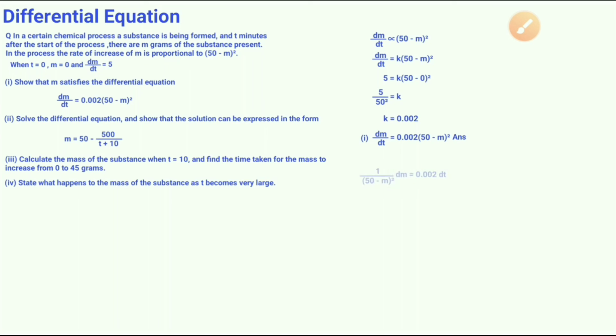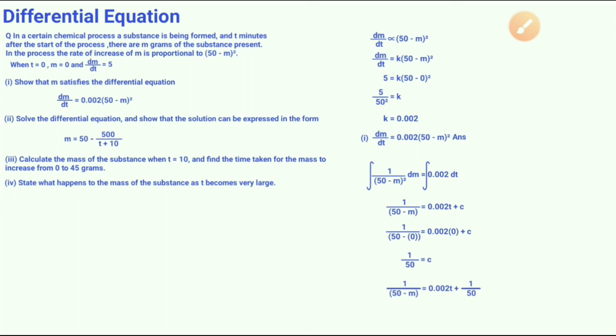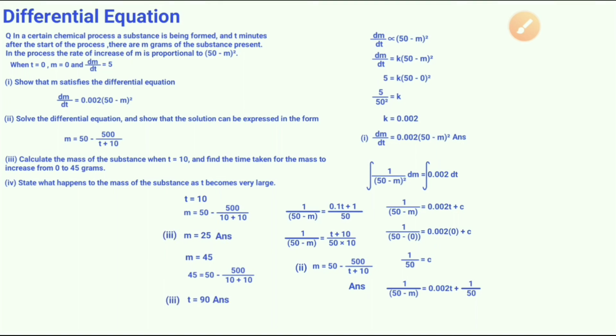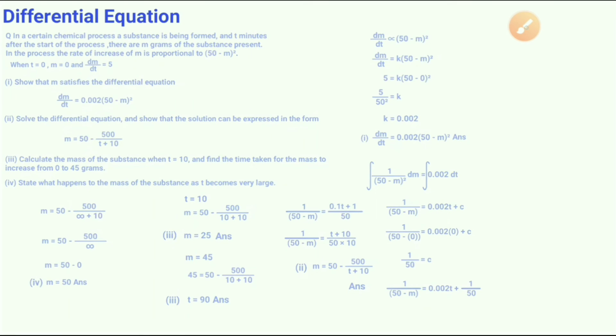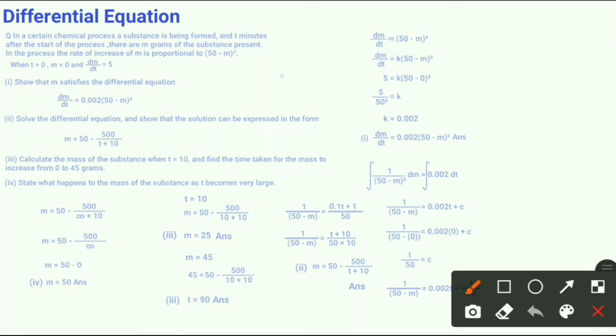Okay, part 1 is done, then part 2 will come. Integrate on both sides, and then putting the value, then you get this constant, and then do the simplification, and part 2 is done. Then part 3, putting the values, you get 25, putting 45 and you get 90, done. Part 4, putting infinity, then you get 50. Okay, question 2 is done, differential equation, and yeah, it's a very easy topic, wasn't it?